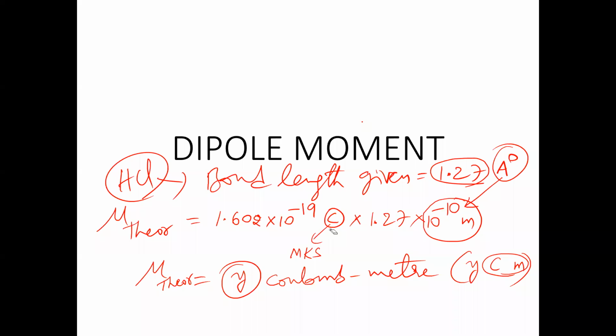Otherwise, we can also take mu theoretical is equal to 4.8 into 10 power minus 10 ESU. If you take ESU here, it should be 1.27 into 10 power minus 8 centimeters. Angstrom is equal to 10 power minus 8 centimeters, otherwise 10 power minus 10 meters. If we take Coulomb here, we have to take meters here. If we take ESU here, we take centimeters here, like this.